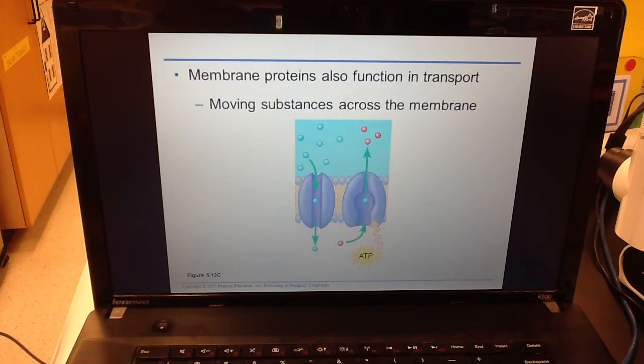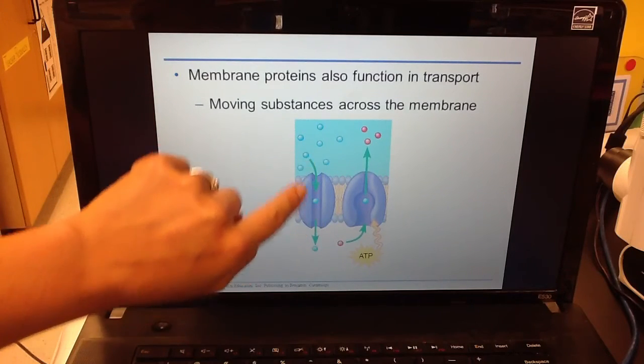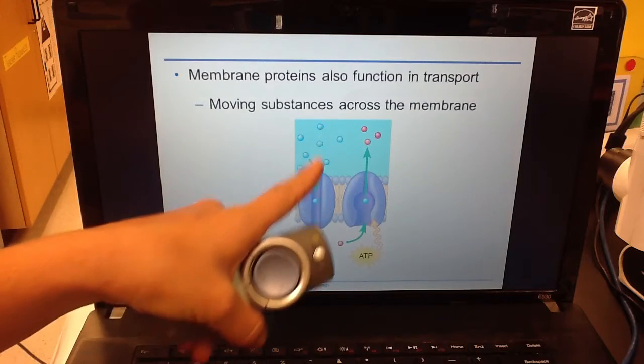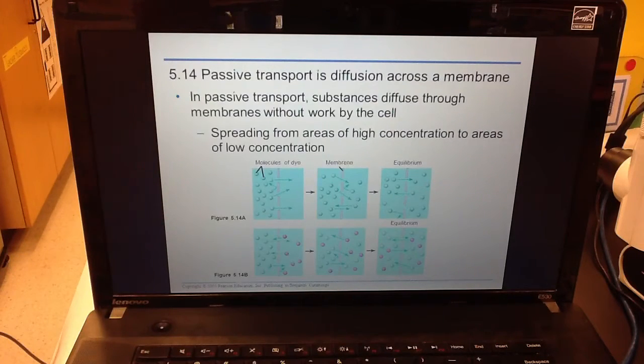There are membrane proteins that will not only be enzymes, but they'll do transportation. And so here we're going to move substances across the membrane. So we simply provide a channel for which molecules can move through. Sometimes it doesn't require energy, and sometimes it does. Some of the transportation of molecules across the membrane does not require energy.